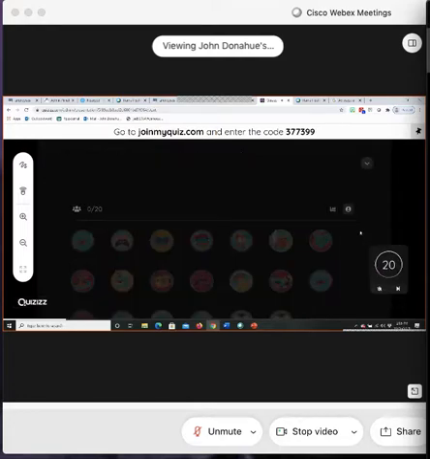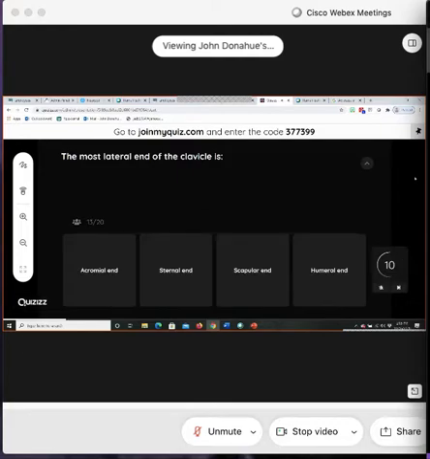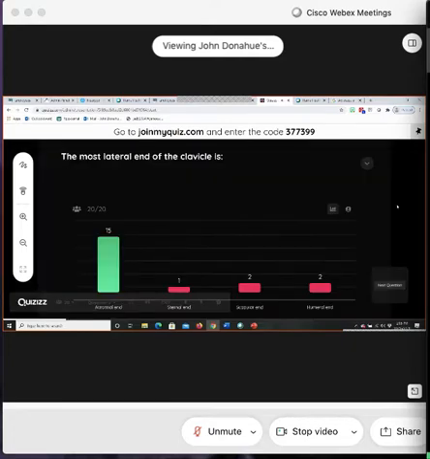The most lateral end of the clavicle is, it's going to be the acromial end. The acromial end. That is the most lateral section of that clavicle. Very good. Just make note, scapular end and humeral end do not exist. I made those up. We do have an acromial end and we do have a sternal end.